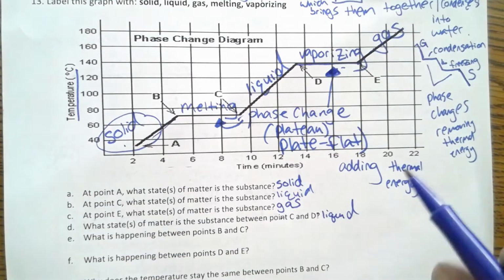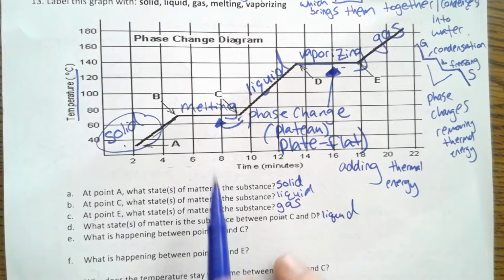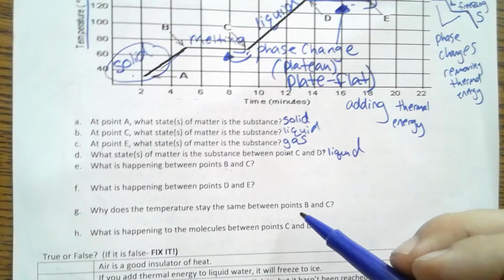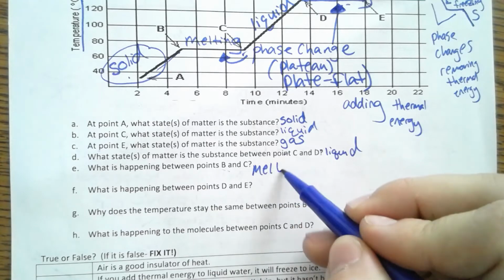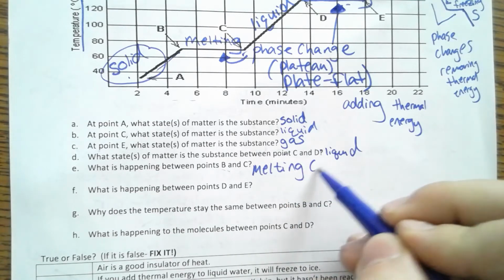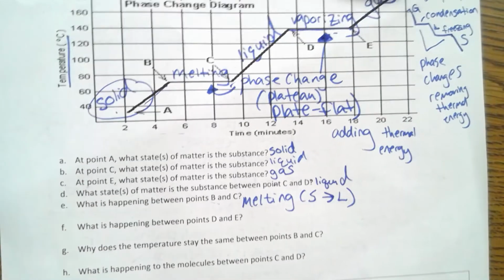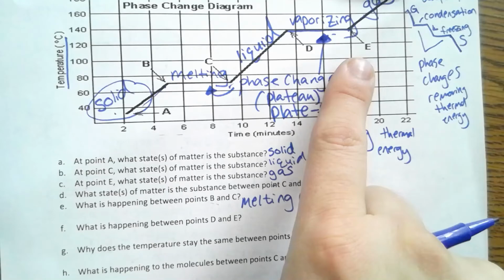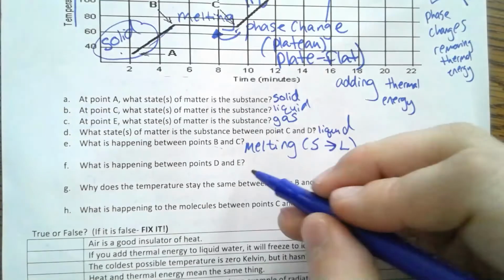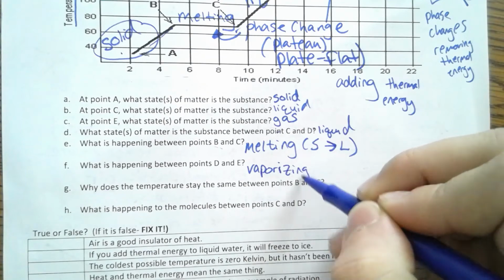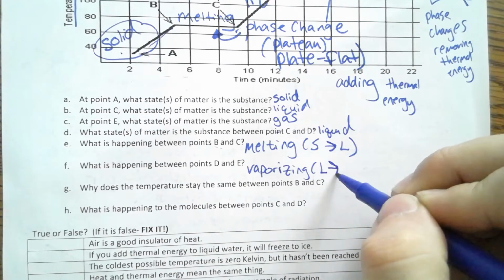Okay. What is happening between points B and C? Okay, we already said it's melting, which means solid to liquid. What is happening between points D and E? We already labeled that as vaporizing, which we know goes from liquid to a gas.